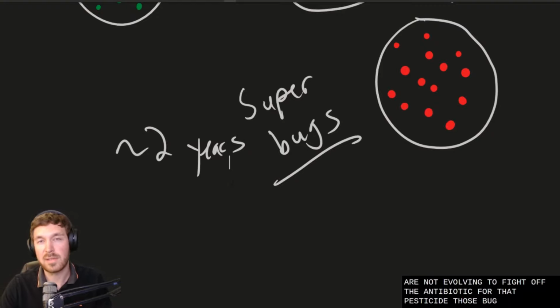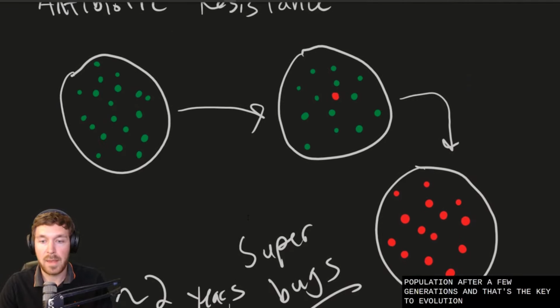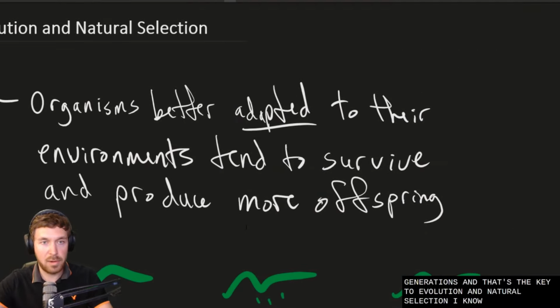Those bugs have a variation within the population, and by allowing them to replicate more, it increases the chances of that variation being selected for. If that variation is selected as being the best adapted for that population, it's going to be the one that takes over that population after a few generations. And that's the key to evolution and natural selection.